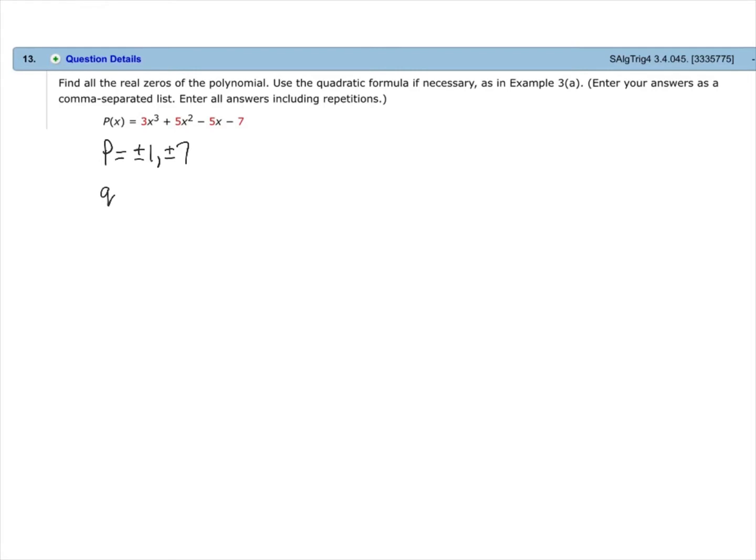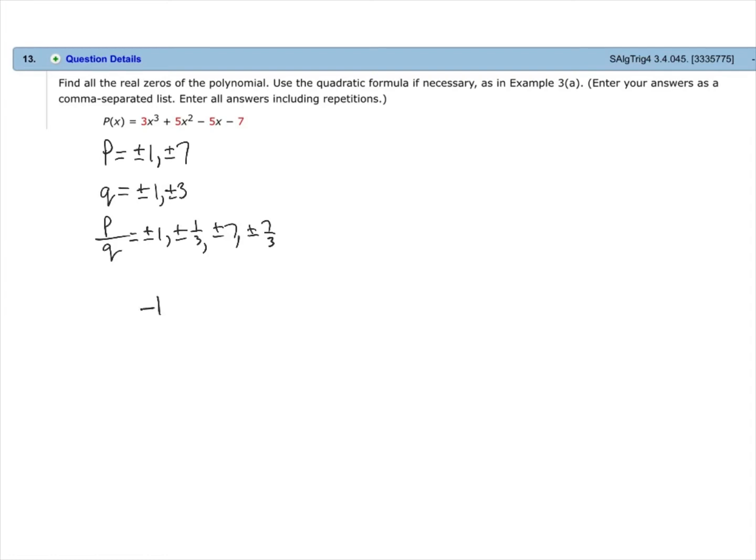Then we will find all of the possible factors of the leading coefficient 3. Those possible factors would be plus or minus 1 and plus or minus 3. Then we find all of the ratios p over q, which would represent all of the possible rational roots for the polynomial. So this would be plus or minus 1, plus or minus 1/3, plus or minus 7, or plus or minus 7/3.